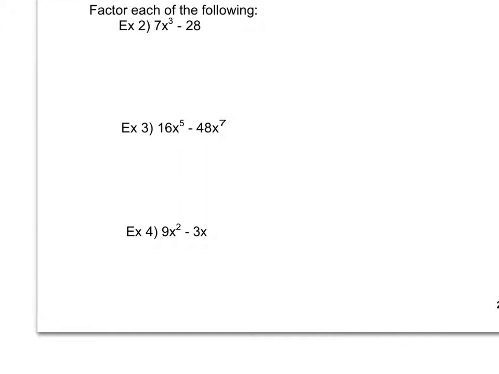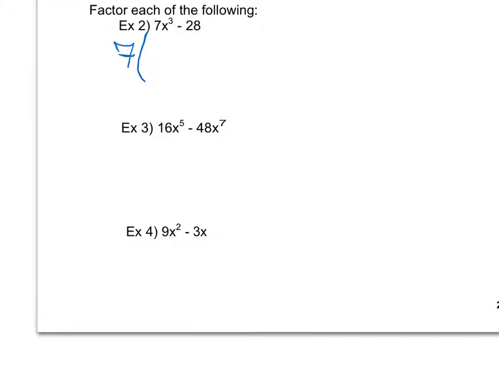Looking at example 2, I'll start by asking myself, because I'm supposed to factor, is there anything that both terms can be divided by? I realize that both 7 and 28 can be divided by 7. So I pull that 7 out to the front, and then I determine what goes inside of those parentheses by doing 7x cubed divided by 7 and minus 28 divided by 7.